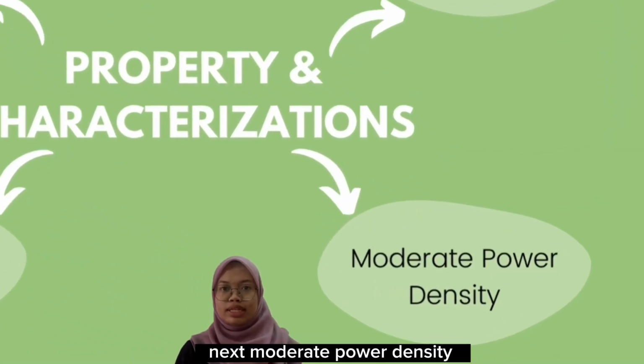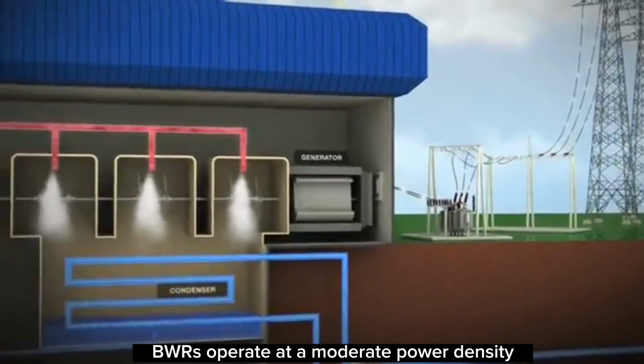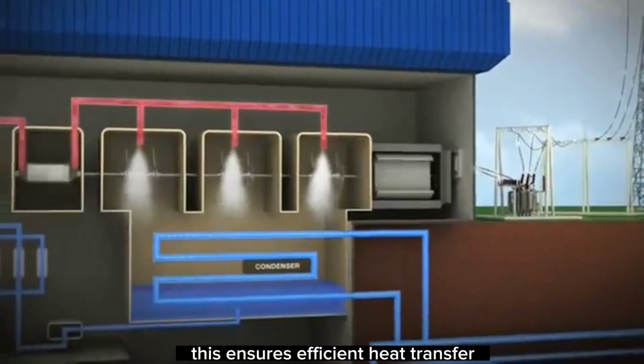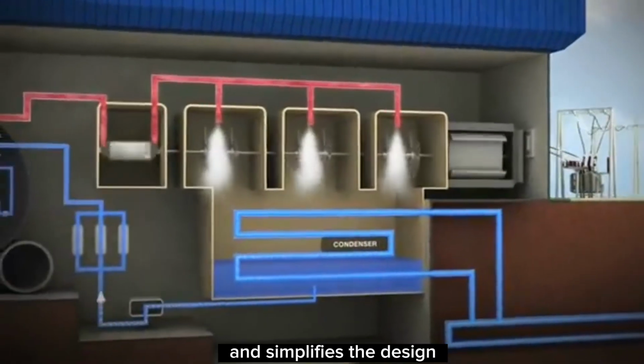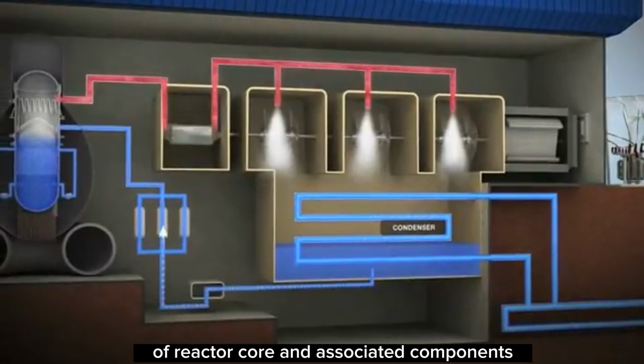Next, moderate power density. BWRs operate at a moderate power density. This ensures efficient heat transfer and simplifies the design of the reactor core and associated components.